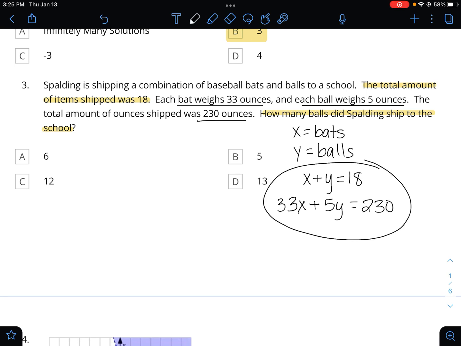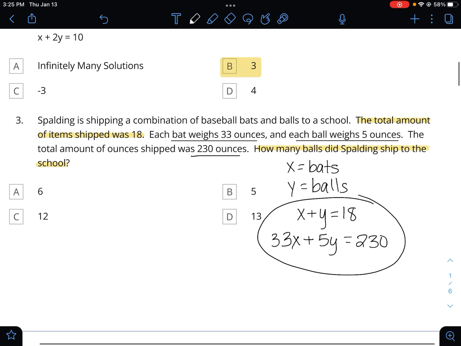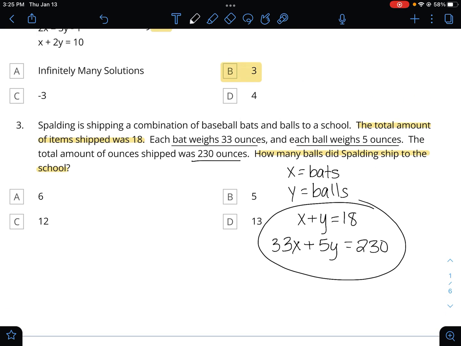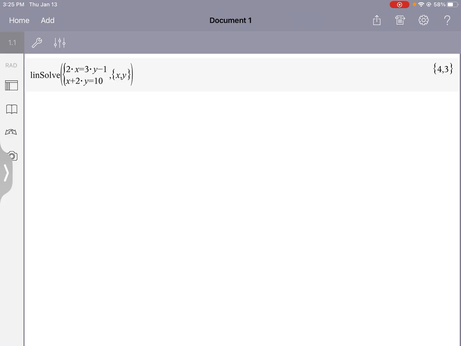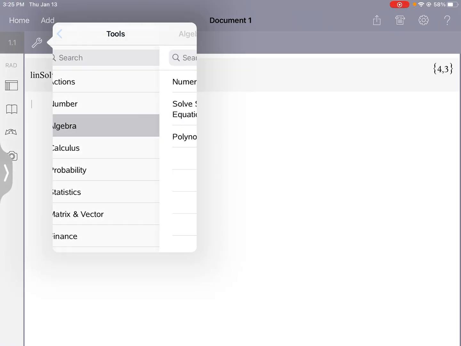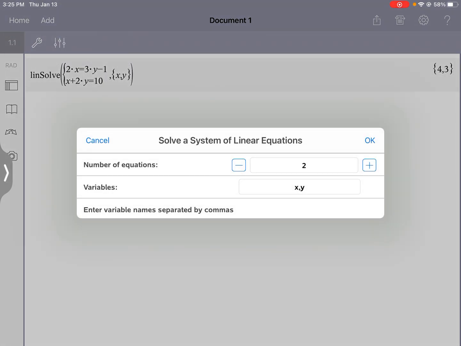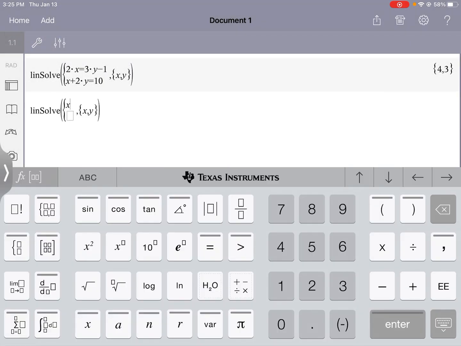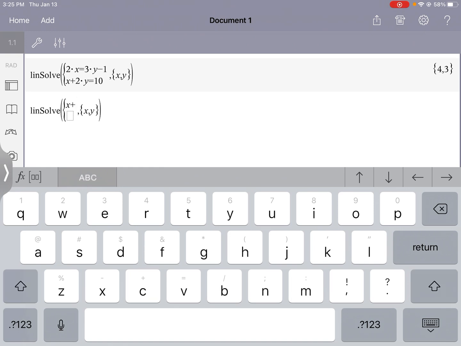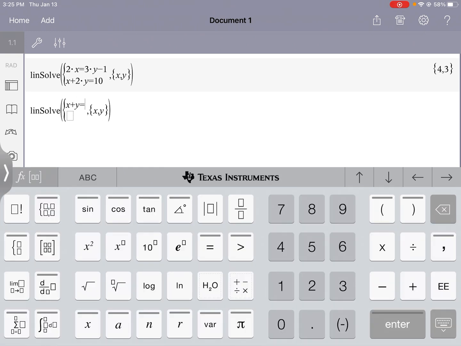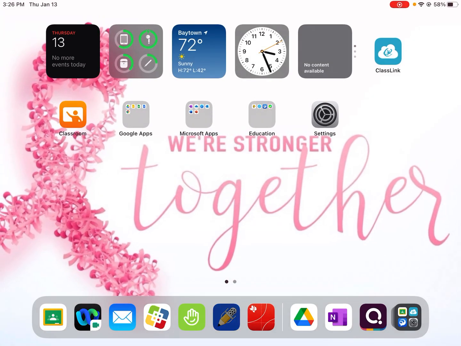So now that I have my two equations, I can type it in the calculator just like I did the previous problem with menu 3-2. Okay, so I go menu 3-2, and I'm going to type in my two equations. So I had x plus y equals the 18 items. I have 33x plus 5y equals the 230 ounces. I get 5, 13.